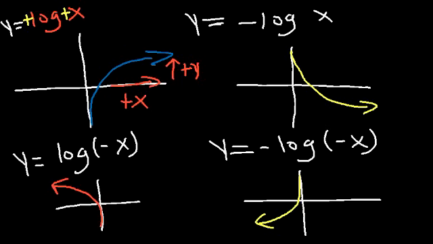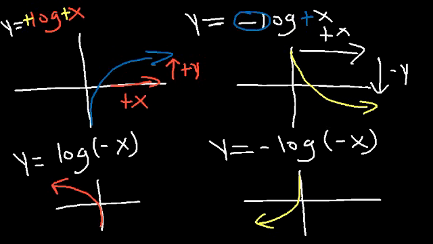In the second example, x is positive, but y is negative. X is positive towards the right. Y is negative as you go down. So it's going to go towards quadrant 4.